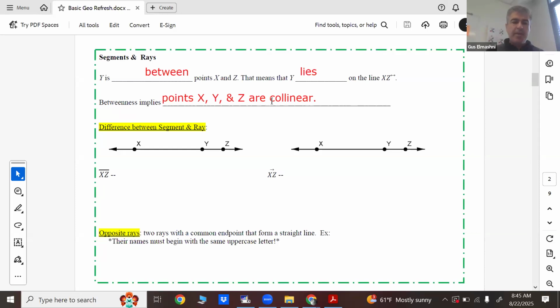So now let's talk about segments and rays. That's a new thing we need to talk about. So a segment is essentially a portion. So this is how a segment is defined. It's a portion of a line with two endpoints.